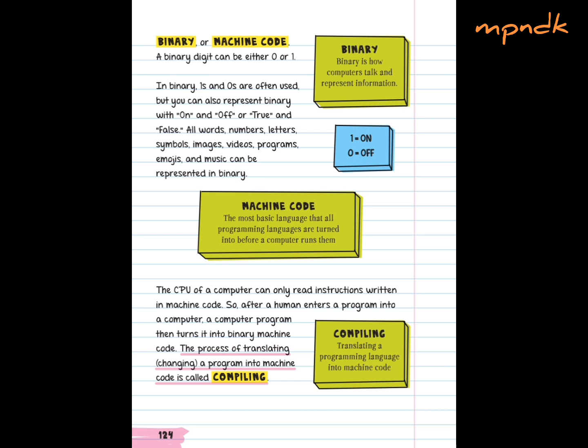Machine code: the most basic language that all programming languages are turned into before a computer runs them. The CPU of a computer can only read instructions written in machine code. So after a human enters a program into a computer, the computer then turns it into binary machine code. The process of changing a program into machine code is called compiling, which means translating a programming language into machine code.